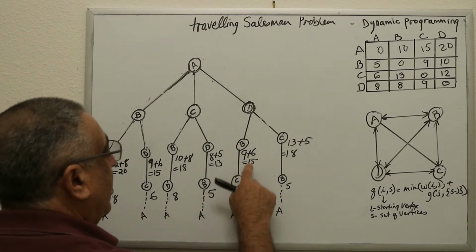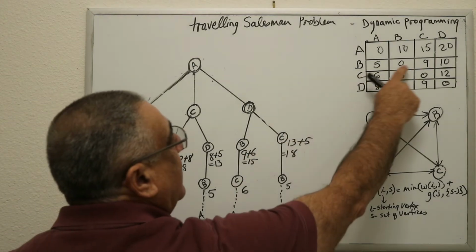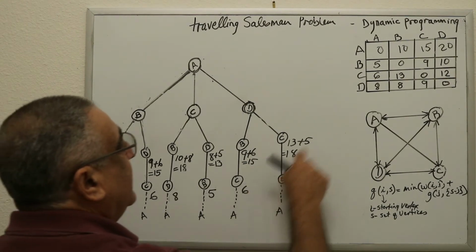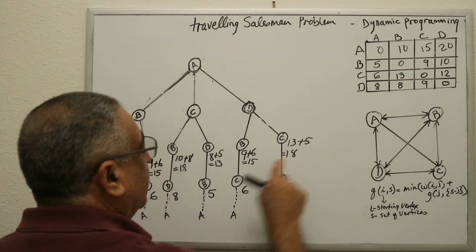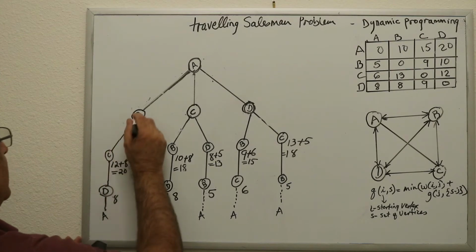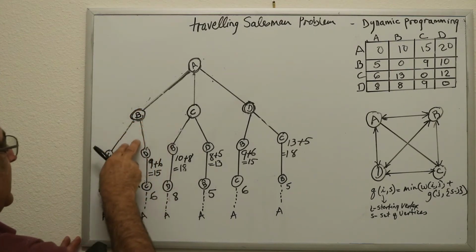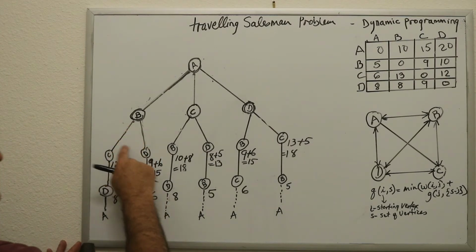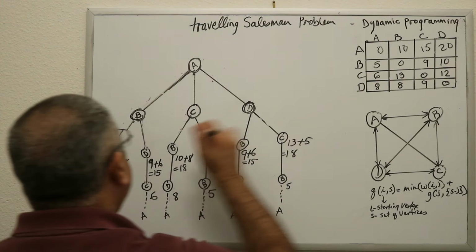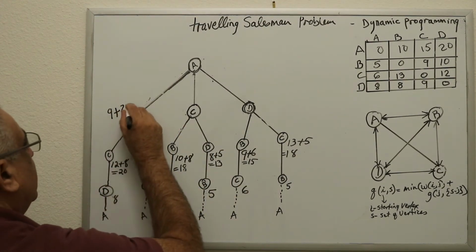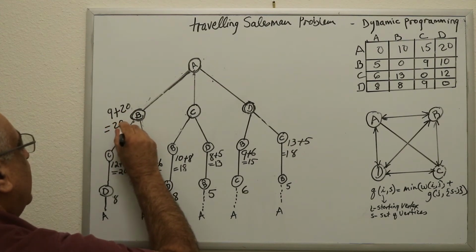How about B to C? B to C is 9 plus 6, so that's 15. How about C to B? C to B is 13 plus 5, so that's 18. Then we backtrack, so you're going back one level up. Now I'm going to go to B. Now there are two choices for B. I can go B to C. What's the distance from B to C? B to C, it's 9. So this will give me 9 plus 20. So this is actually 29.